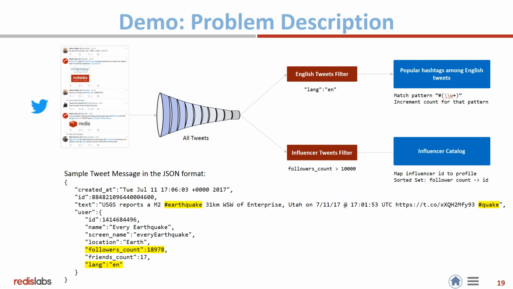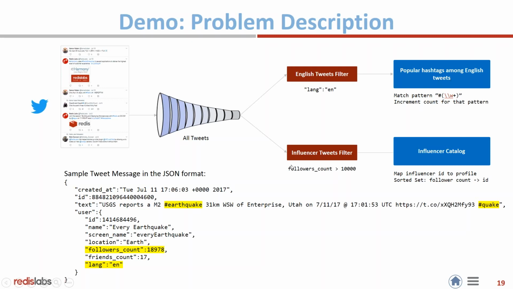Now, there are 2 filters, as you see here. One at the top is the English tweets filter. What this does is it takes the JSON message and looks for lang equals English, and it takes only those messages and pushes them down the pipe. So that's what it does. But as English messages go down the pipe, I have another listener that will take only English messages and get all the popular hashtags among English messages. So that's what's happening at the top right here.